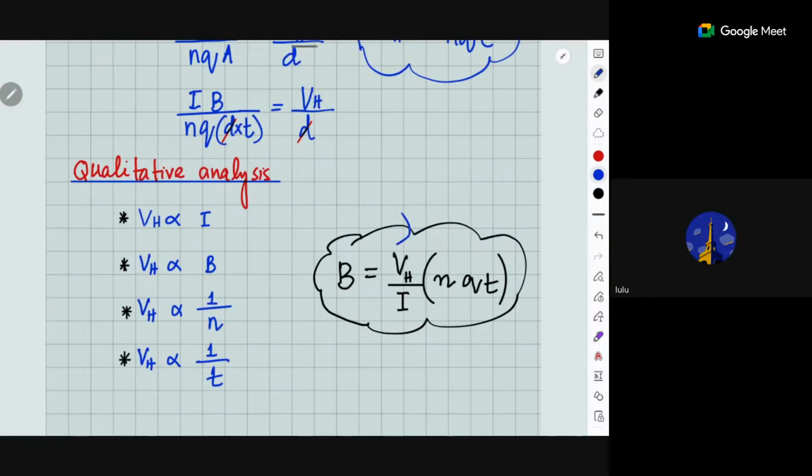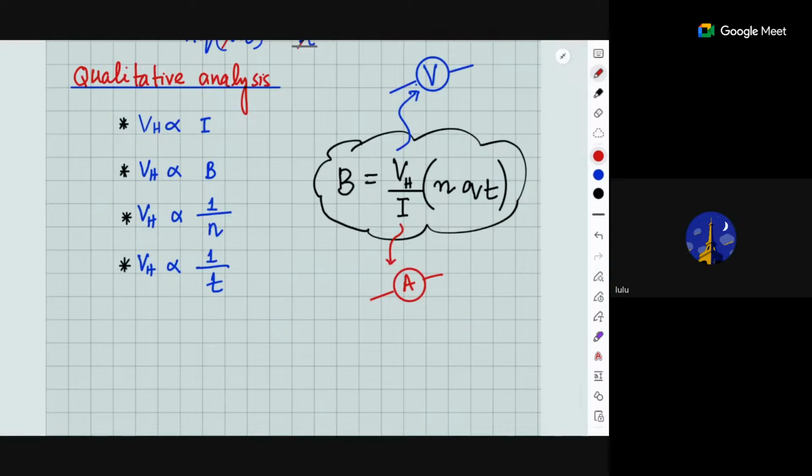Basically, you need a voltmeter with the help of which you will note down the Hall's voltage. And you need only an ammeter through which you will note down the current reading. The rest, n, q, and t, are basically the physical properties, or they are constants to some extent. Okay, but it depends upon your choice. n is the material, I will explain it, and t is the thickness.